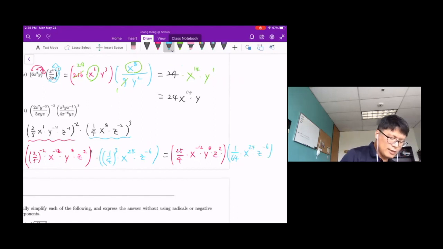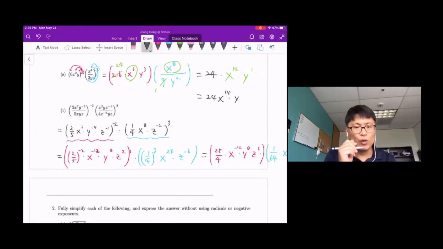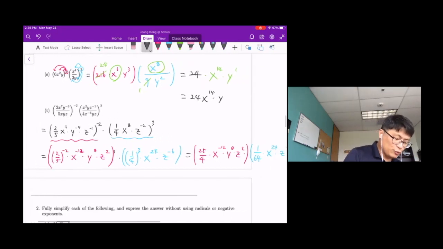Almost there, okay? So we're going to take the coefficient first, right? What is it? 25 over 4 times 1 over 64, right? So we just simply multiply. There's no way to simplify this one anymore. It is equal to 25 over 256, then the x term, x to the minus 12 and x to the 24. When you add up negative 12 and 24, it is x to the 12, right?